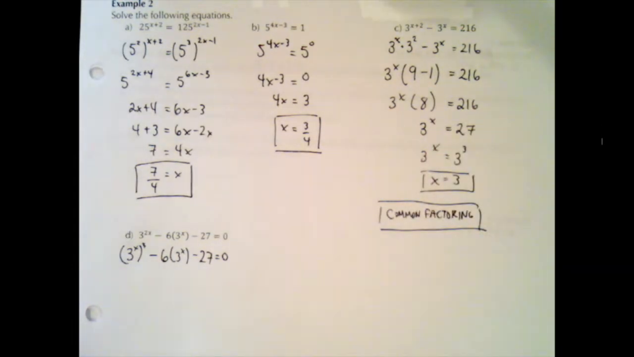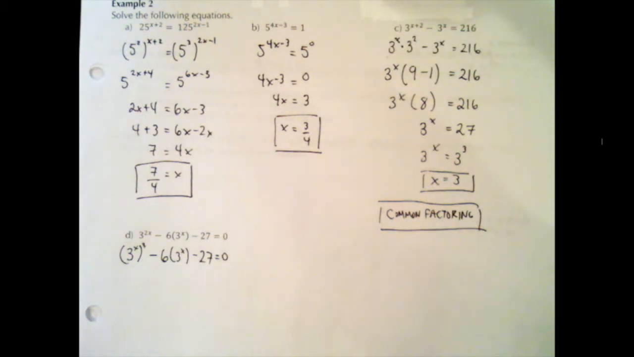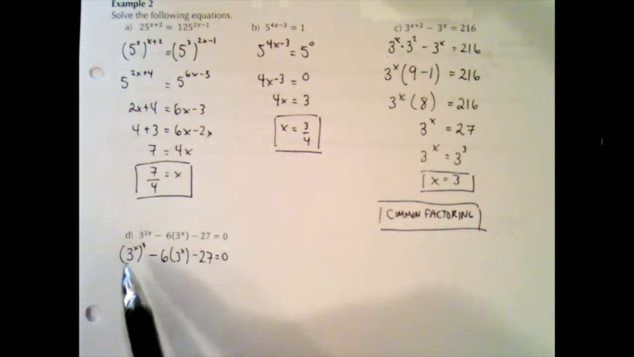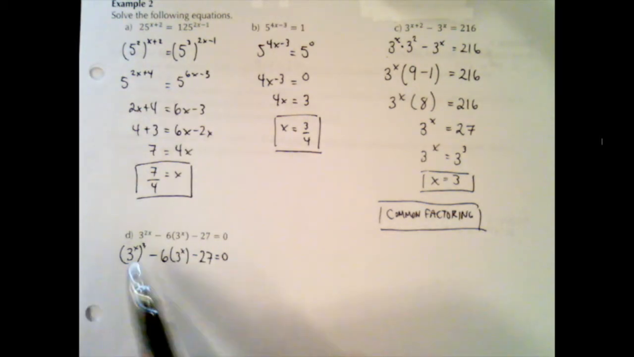Because we could common factor that 3 to the exponent x term. In this case, if we were to common factor the 3 to the exponent x term from the first two terms, we'd still be left with a second term with 3 to the exponent x, because we have 3 to the exponent x squared. And common factoring isn't going to take that 3 to the exponent x and isolate it. So we need a different strategy here.